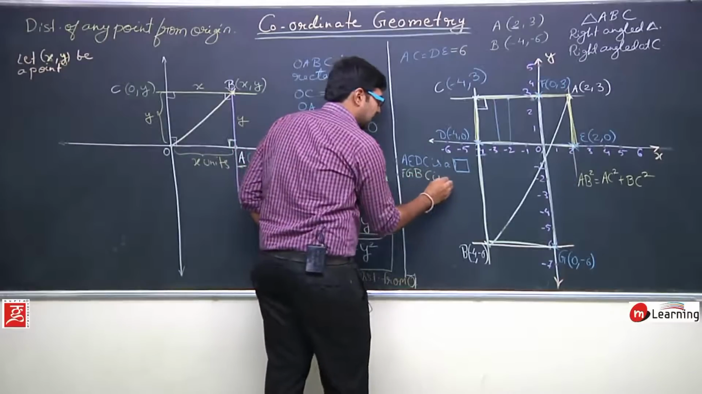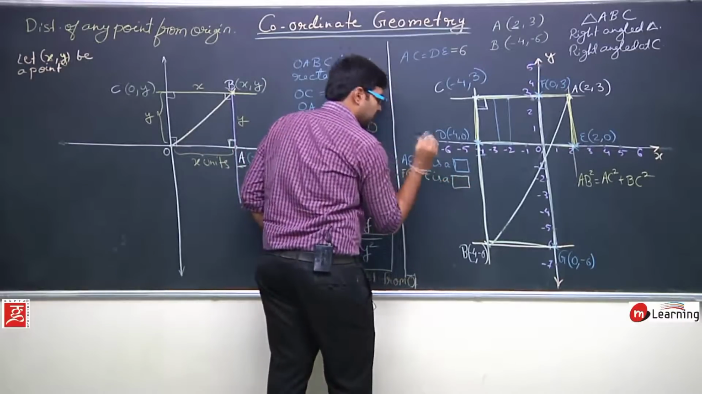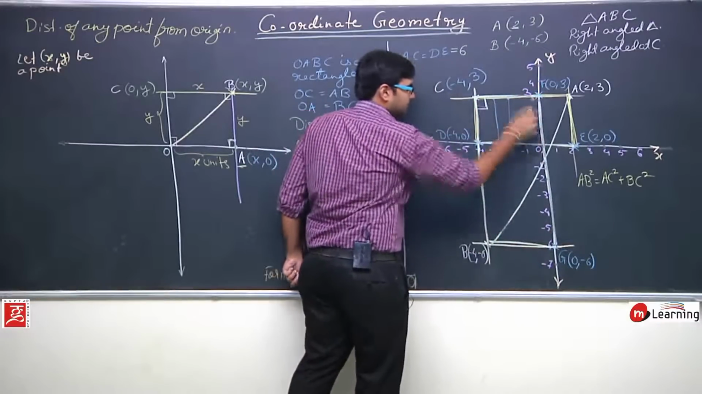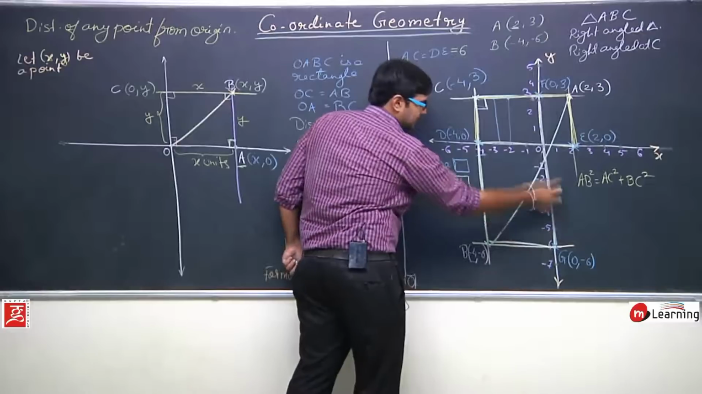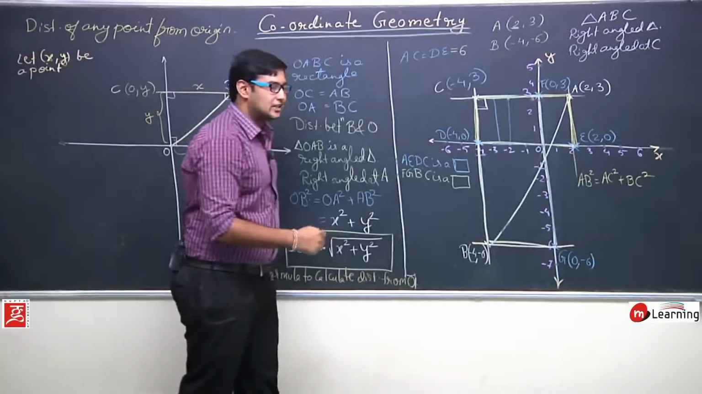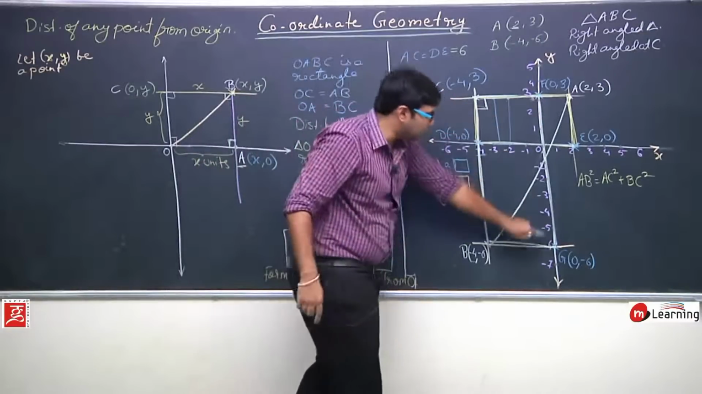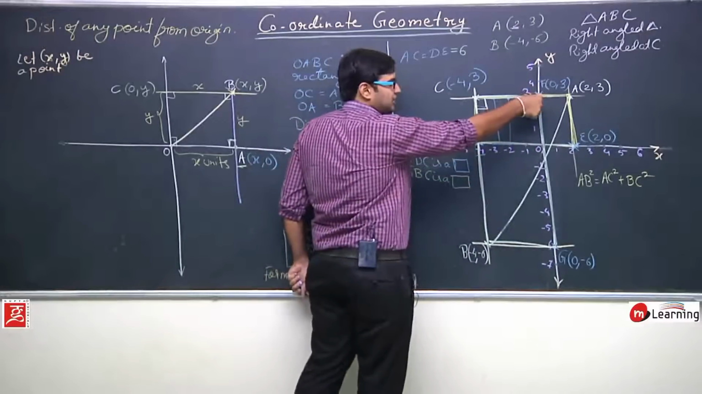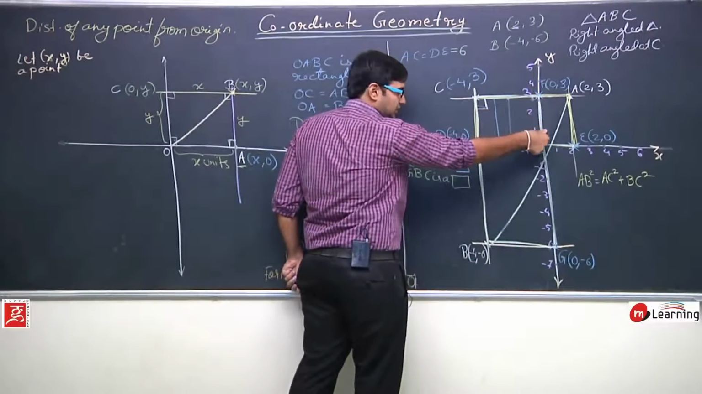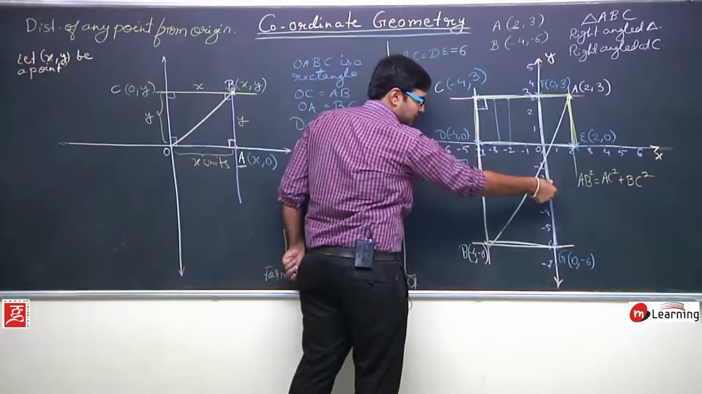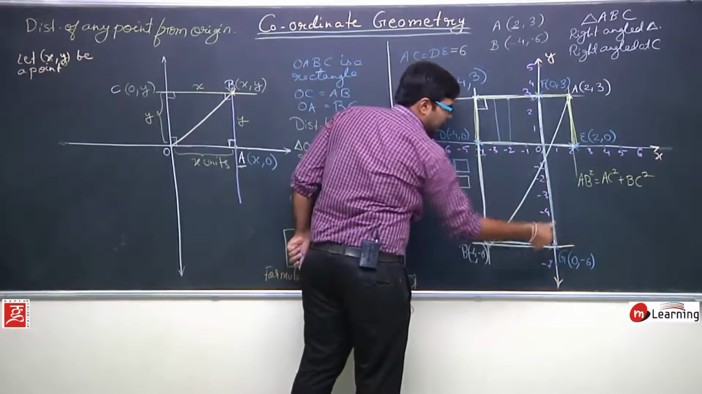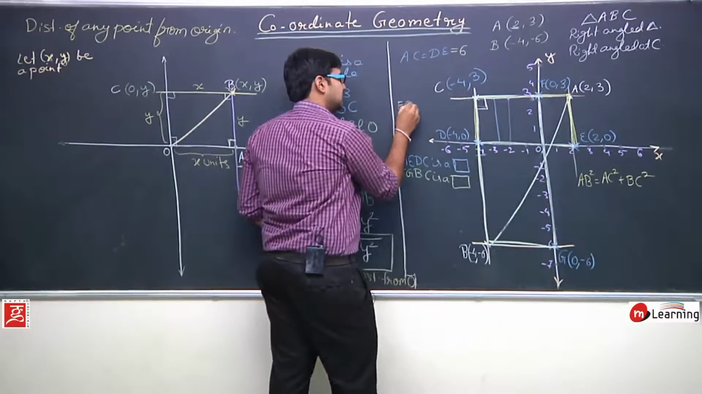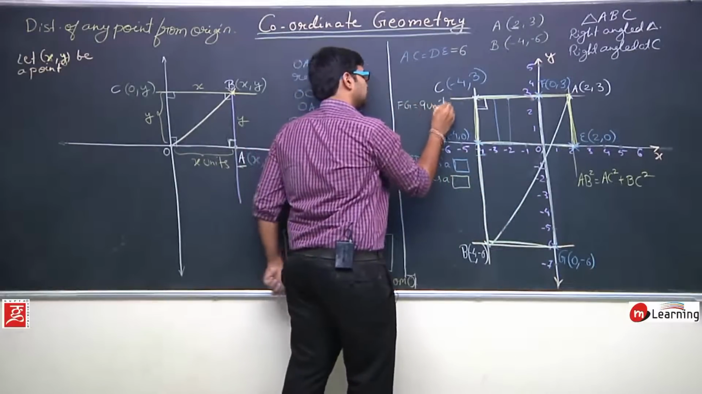Now you can see that FGBC is again a rectangle. If FGBC is a rectangle, you can calculate the length of FG and automatically you will get the length of BC. What is the length of FG? You can see that both the points lie on y-axis, so the length can be calculated very easily. This is 1 unit, 2 unit, 3 unit, then 4, 5, 6, 7, 8 and 9. So the length of this FG is equals to 9 units.